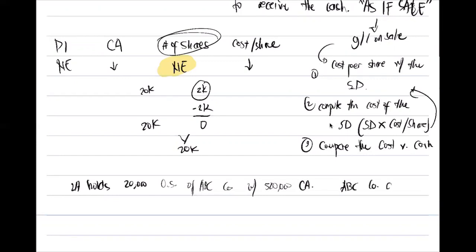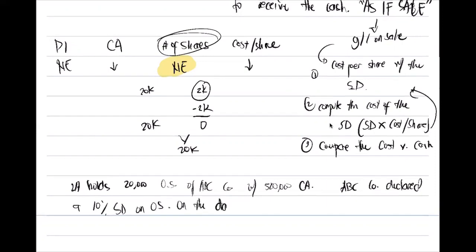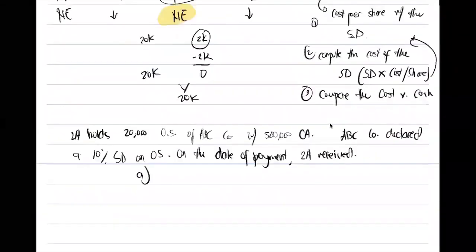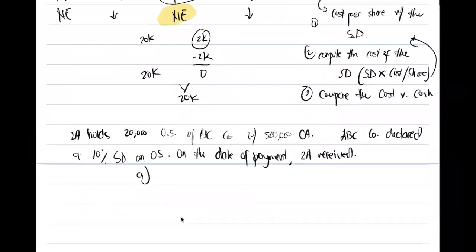ABC Company declared a 10% stock dividend on ordinary shares. On the date of payment, for assumption letter A, let's say we receive 40,000, and for assumption B, we receive 60,000.